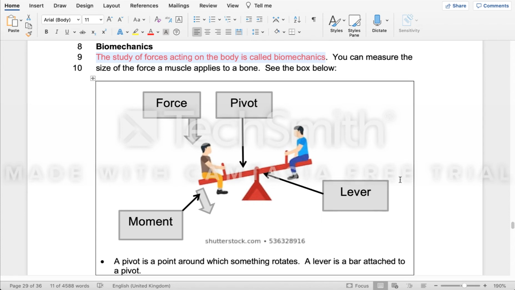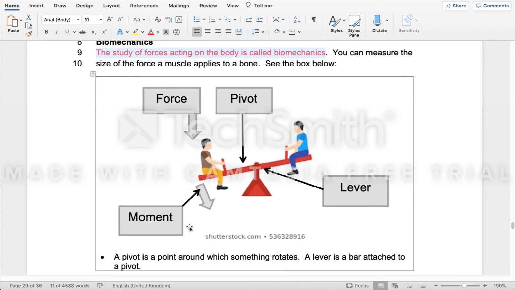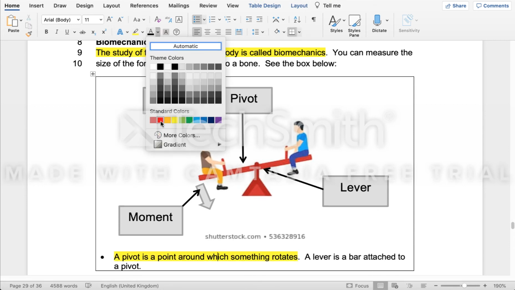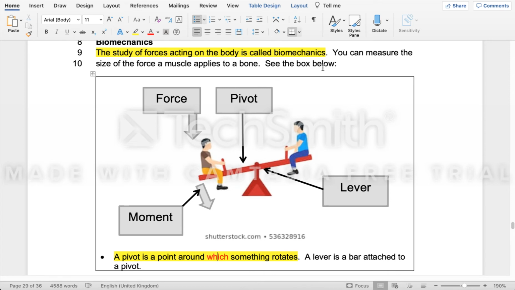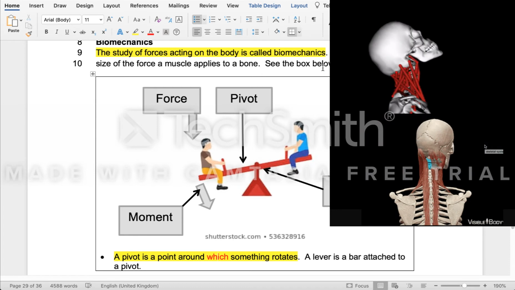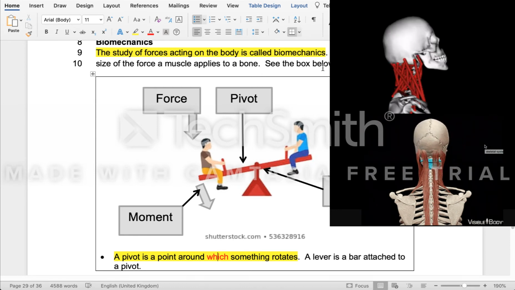So there are some words that you need to know. The first word that you're going to need to know is pivot. You've heard this word before if you saw the previous lesson, and that's because of the pivot joint, which you can find in your neck. A pivot is a point around where something rotates.